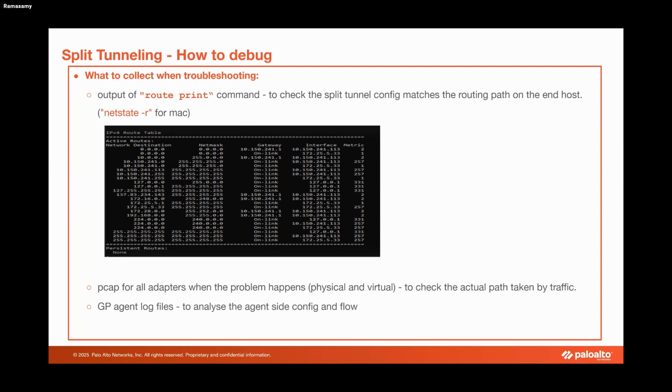In the packet capture, if you look into the MAC layer, so the layer 2, you will be able to see the source MAC address. With the help of the source MAC, you will be able to identify whether the traffic is flowing via the physical adapter or the virtual adapter. You can also make use of the GlobalProtect agent log files to analyze the agent side config and the flow.